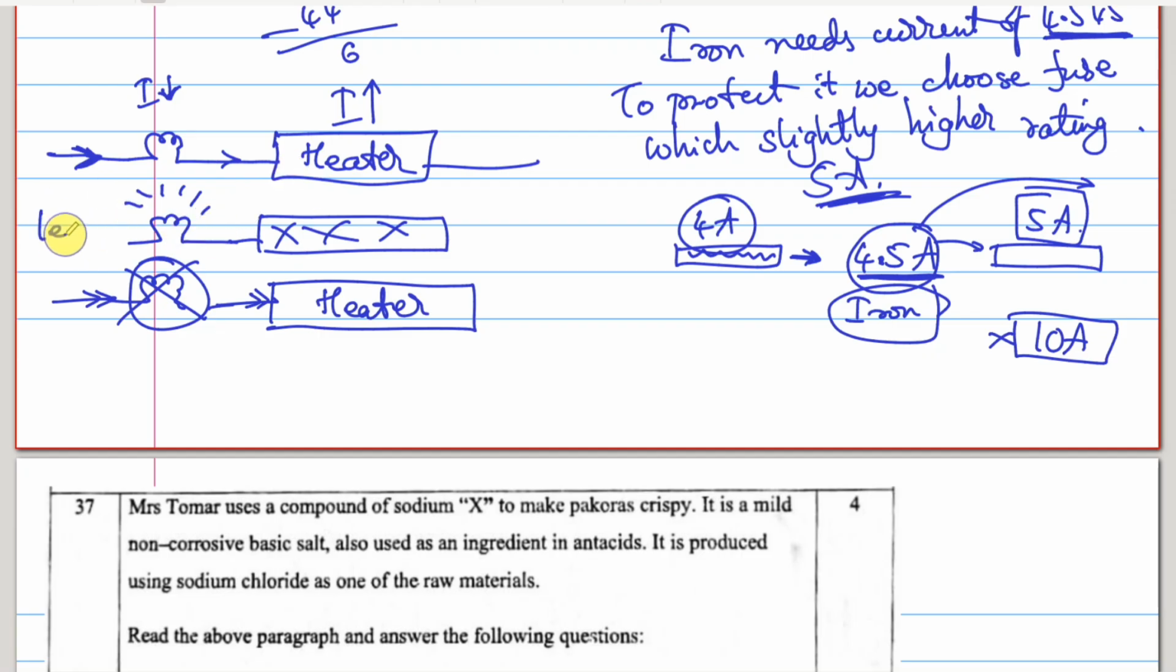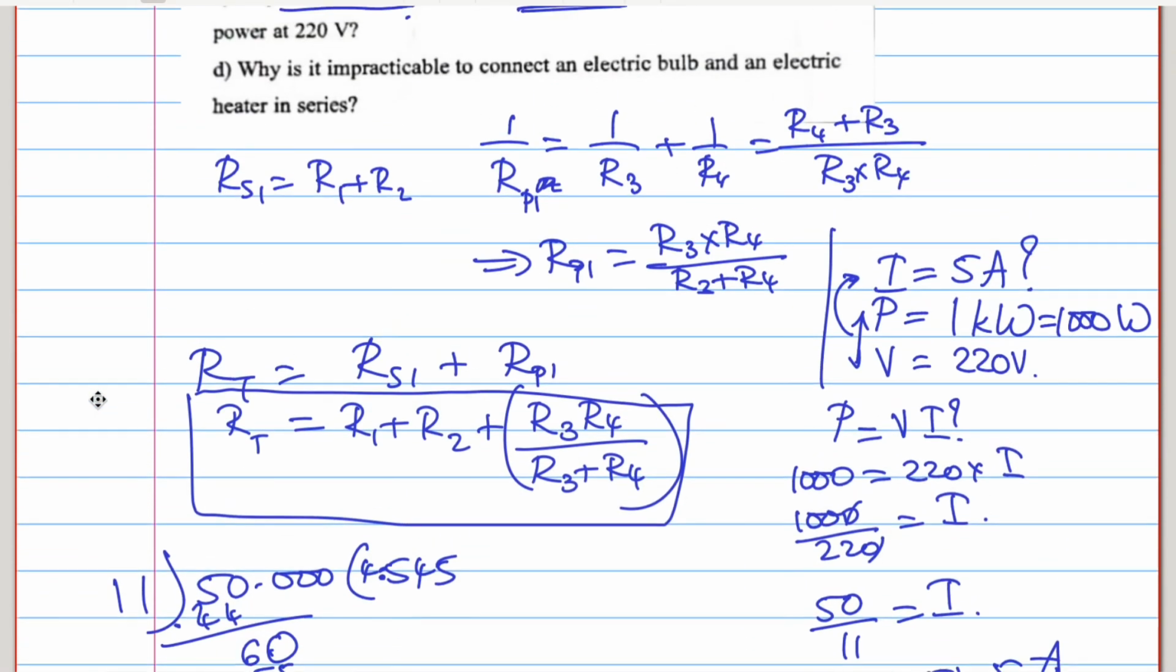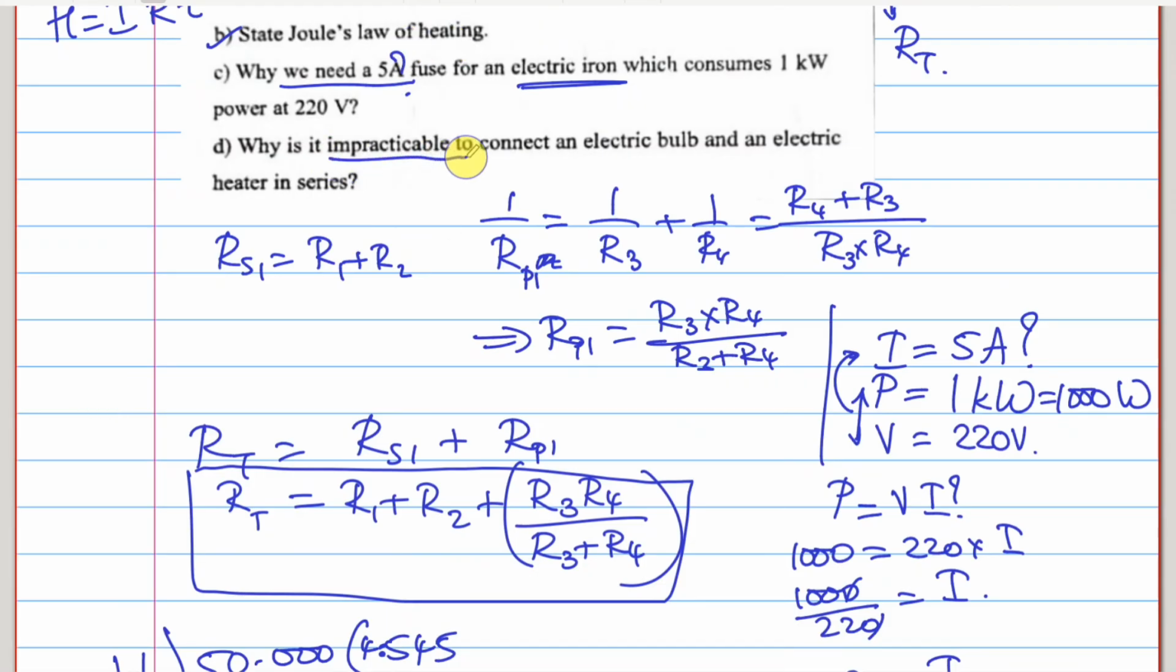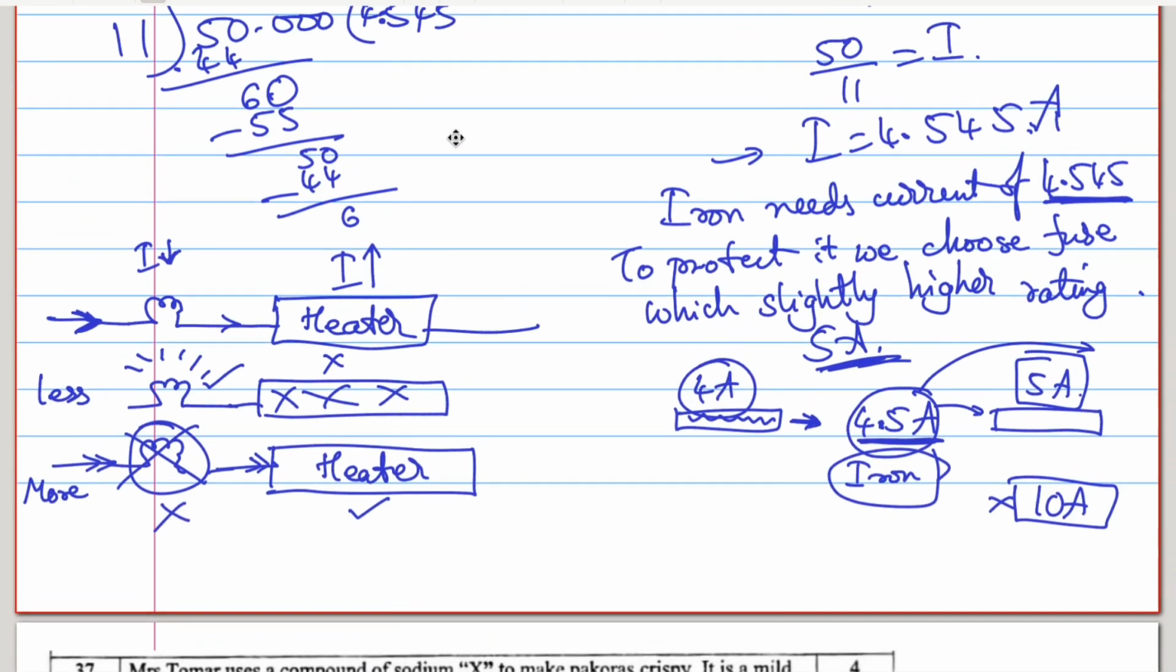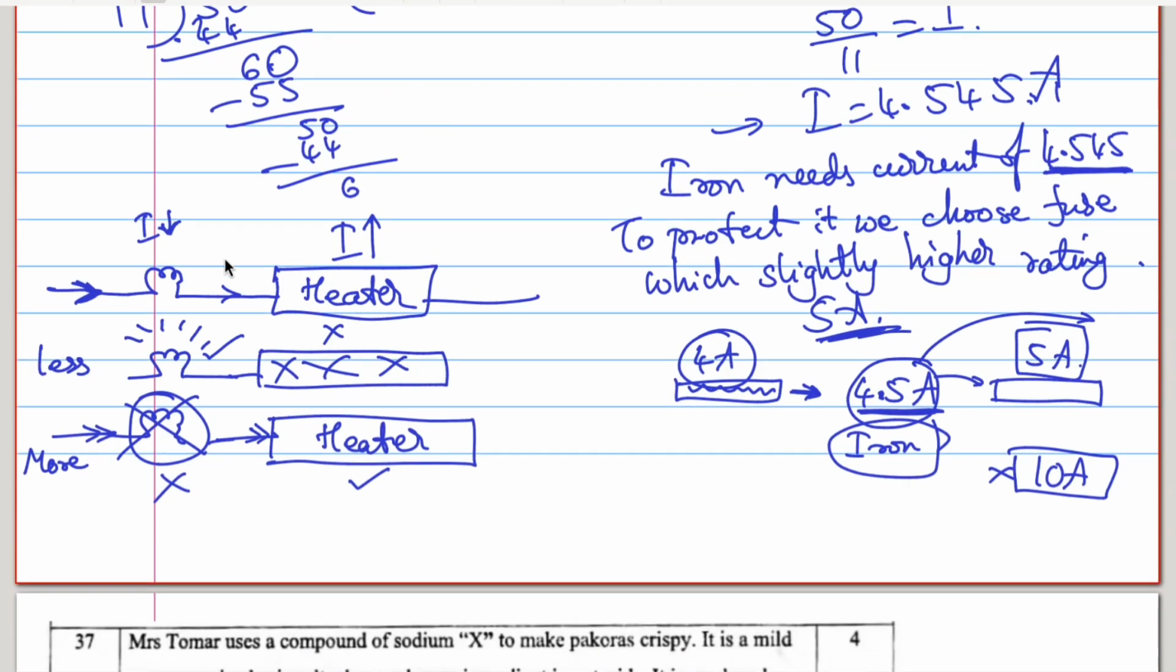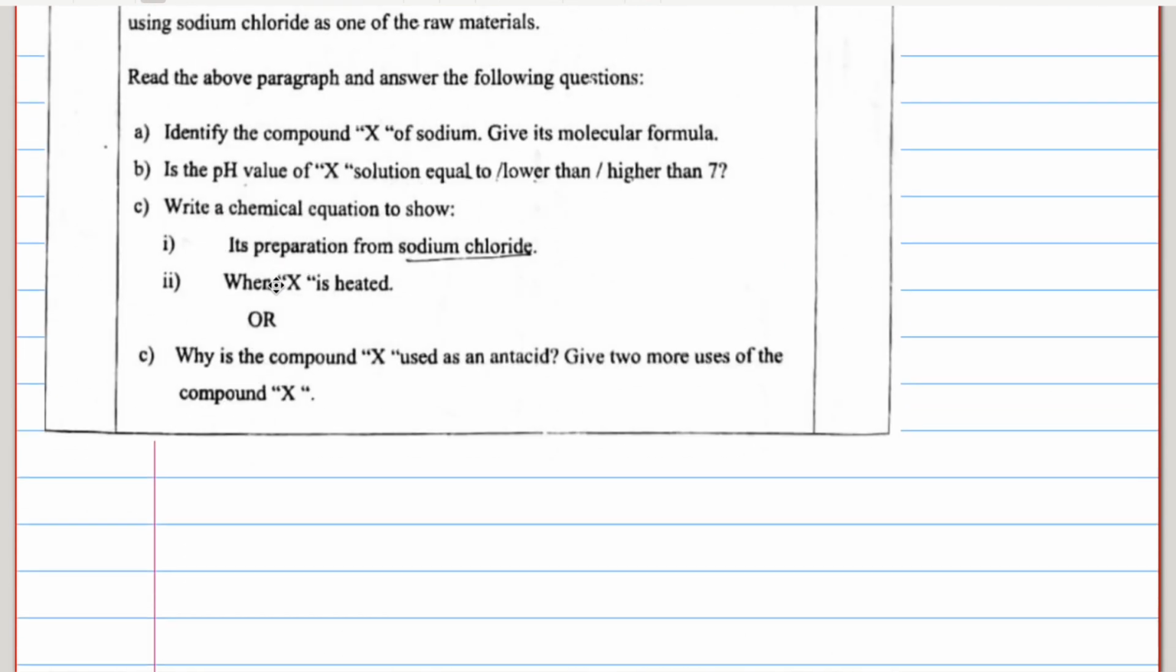If we use less current, then only the bulb works, the heater doesn't work. If we use more current, then the heater works, but it fuses the bulb or shorts the bulb, right? So that is why it is impracticable to connect an electric bulb in series with an electric heater. The hint was they are connecting it in series, and we know which device uses what kind of current.